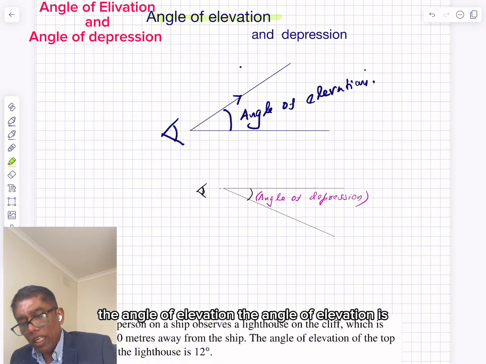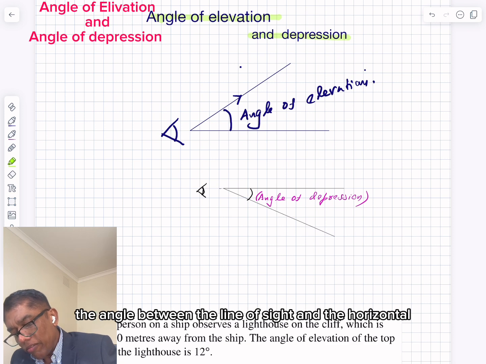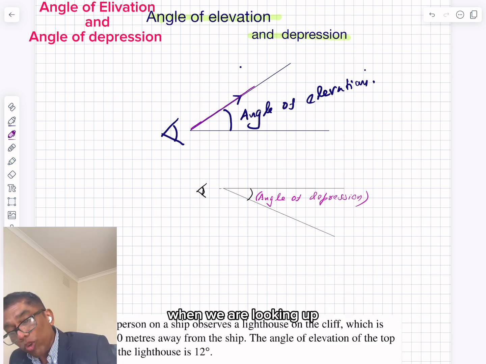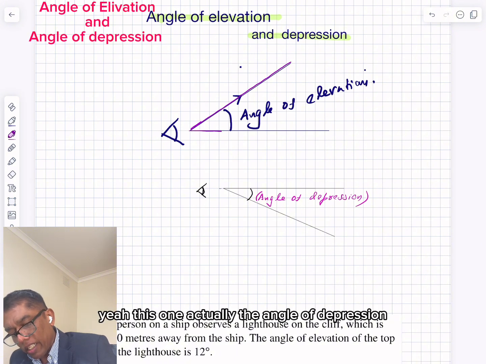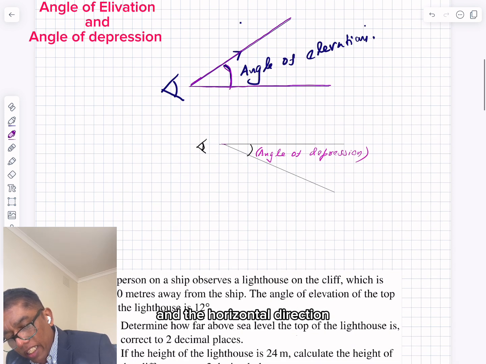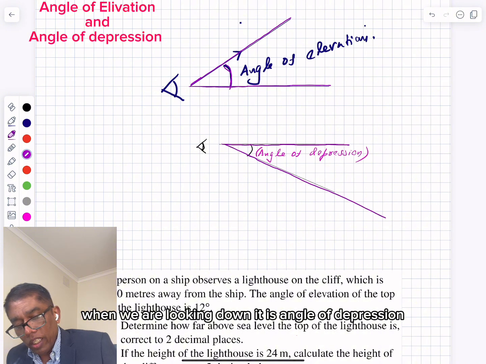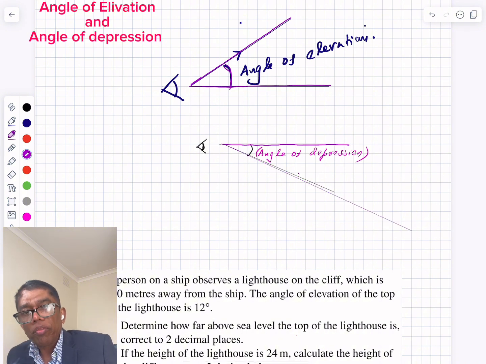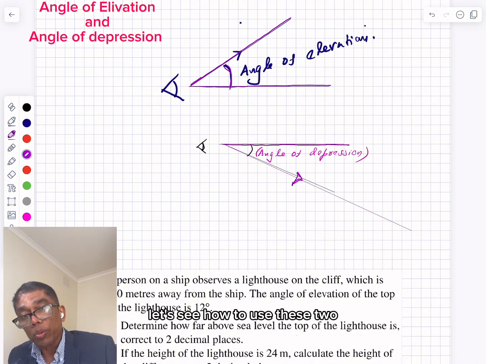What is the angular elevation? The angular elevation is the angle between the line of sight and the horizontal when we are looking up. Here, this one. And the angular depression is the angle between the line of sight and the horizontal direction when we are looking down. It is angular depression. Let's see how to use these two.